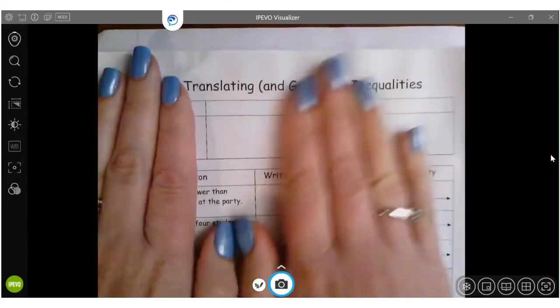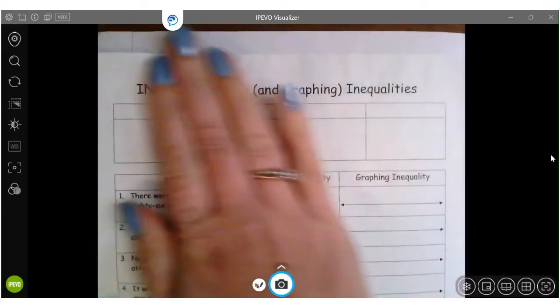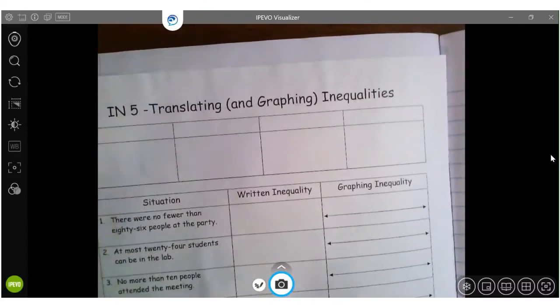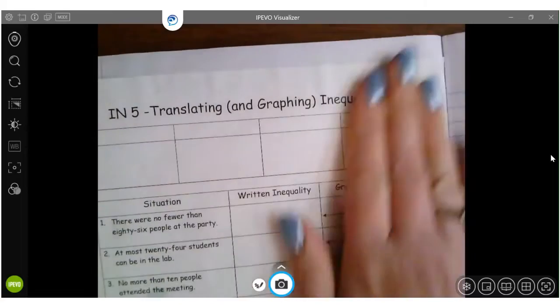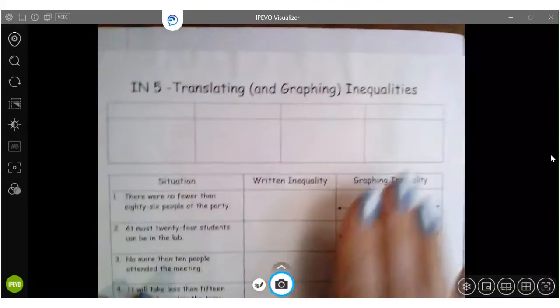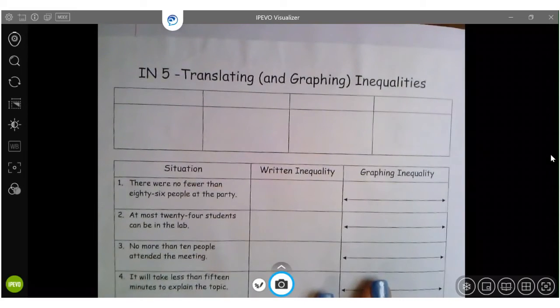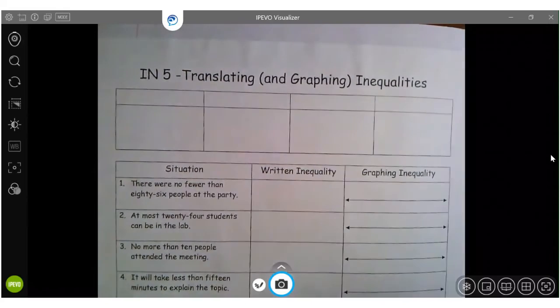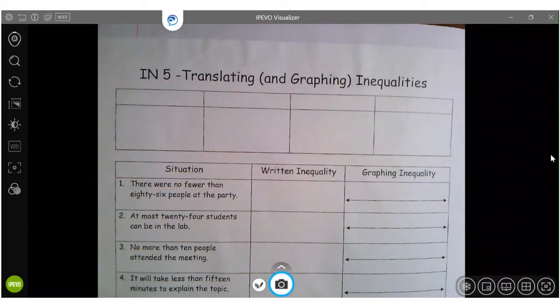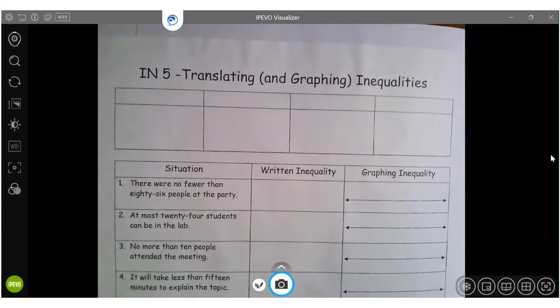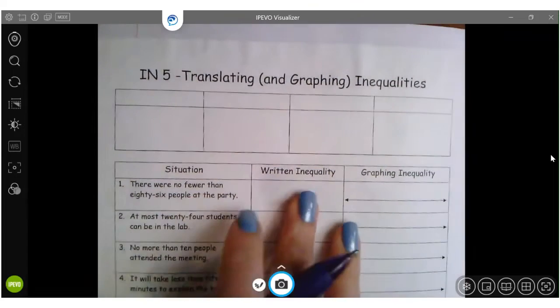We're going to go through some of these examples of translating. We'll practice graphing the inequality after we've translated it as well. And what we'll start with up at the top is actually reviewing or discussing some key words that might indicate our inequality symbols. So that's going to be our starting point. Then we'll go through these examples, and your classwork page is going to look a whole lot like this.